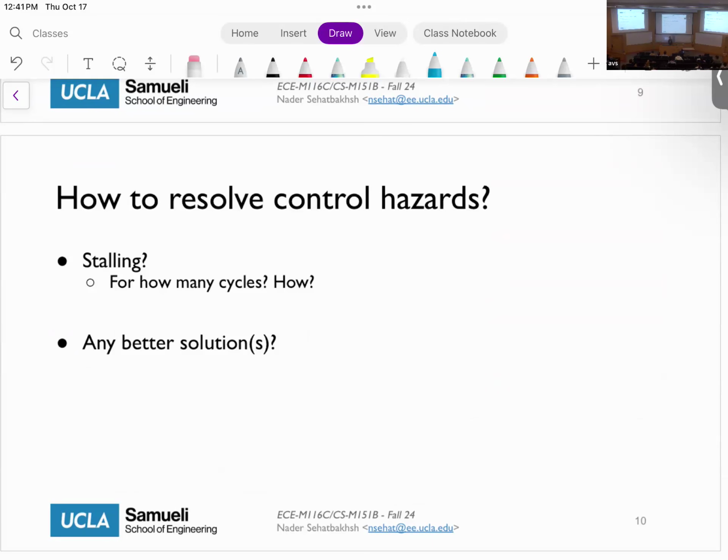Let's talk about stalling first. The first question is, how many cycles do we need to stall for a branch? Anybody want to answer that? If I have a branch equal, based on the design that we provided to you, how many cycles do we need until we actually know the outcome of the branch?